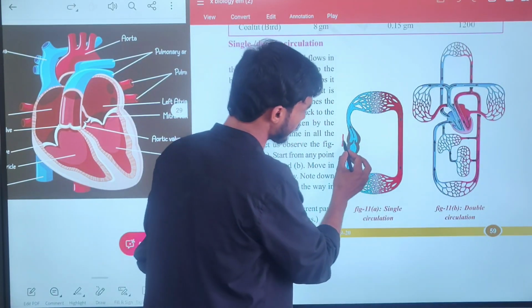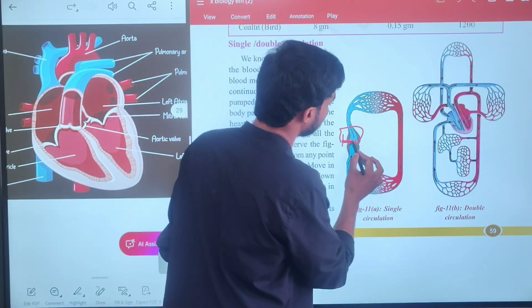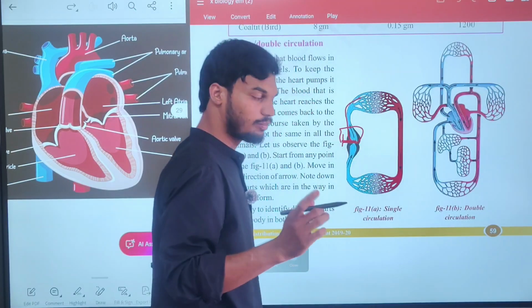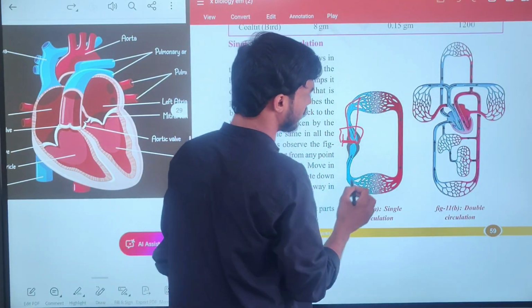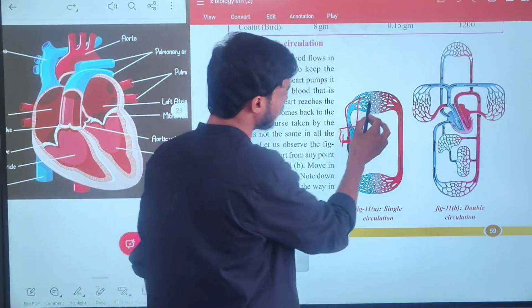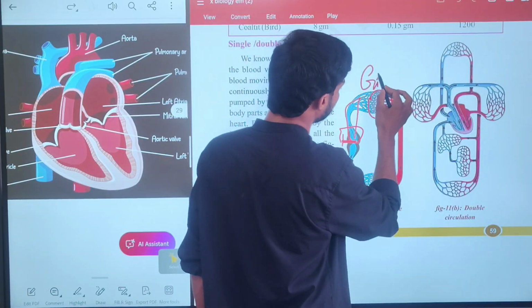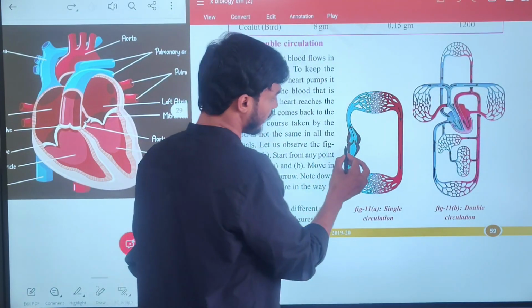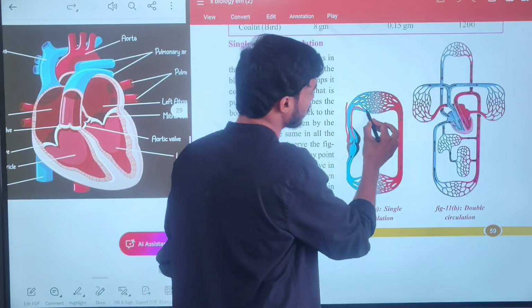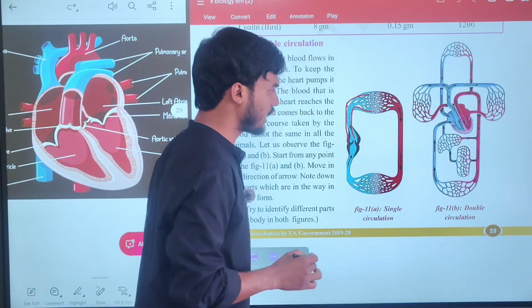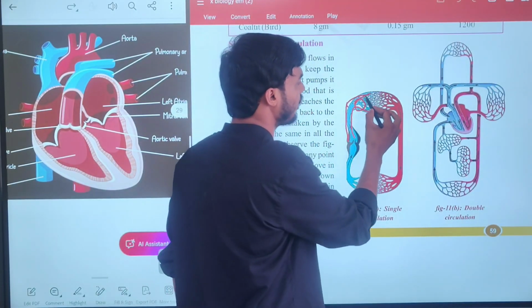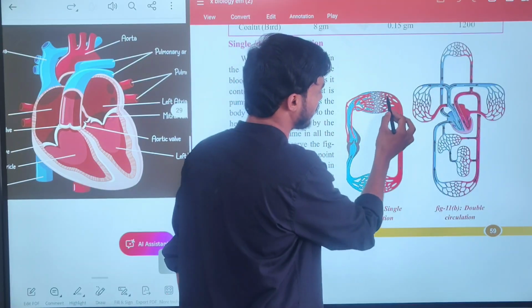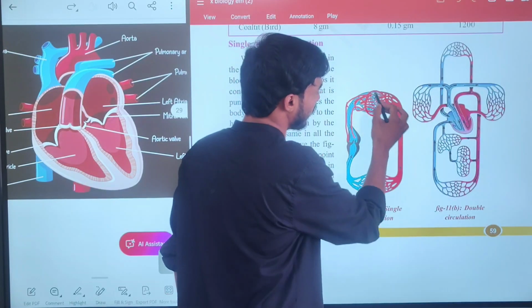Look here. These are the veins. They will collect the deoxygenated blood. And here capillaries, gills will be present. Imagine, take an example of a fish. Here the deoxygenated blood will enter through the veins and again be divided into small blood vessels called capillaries. And here the gills.